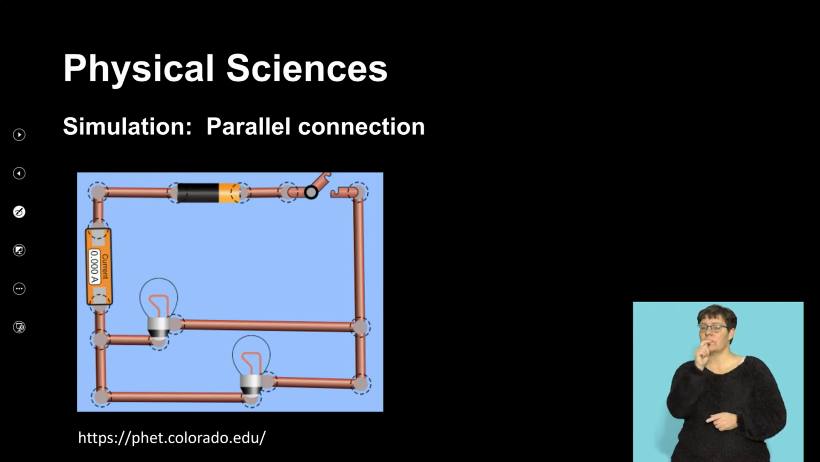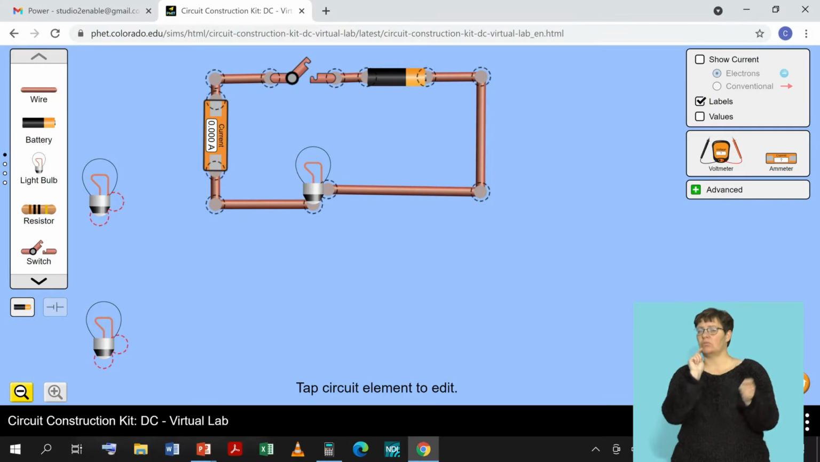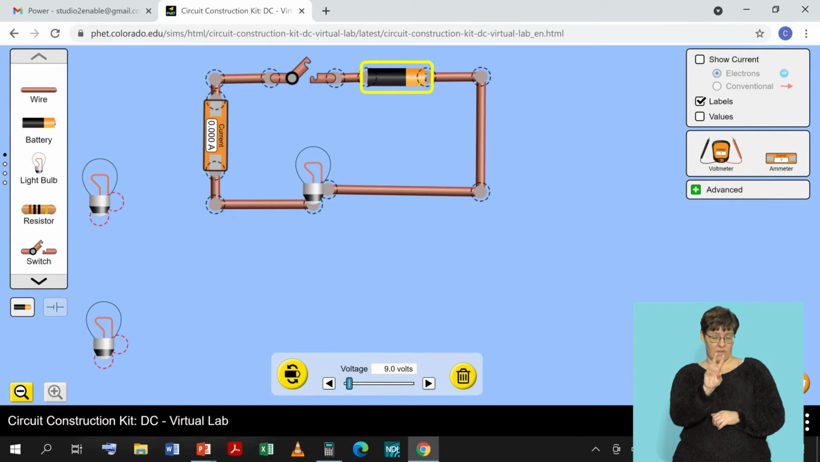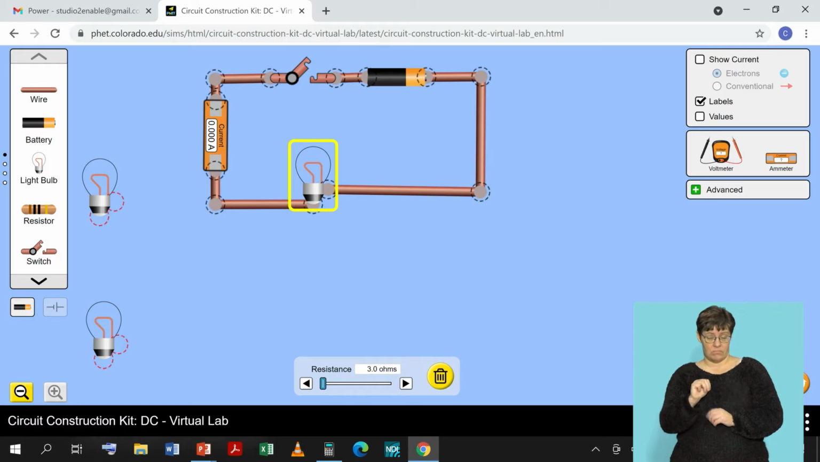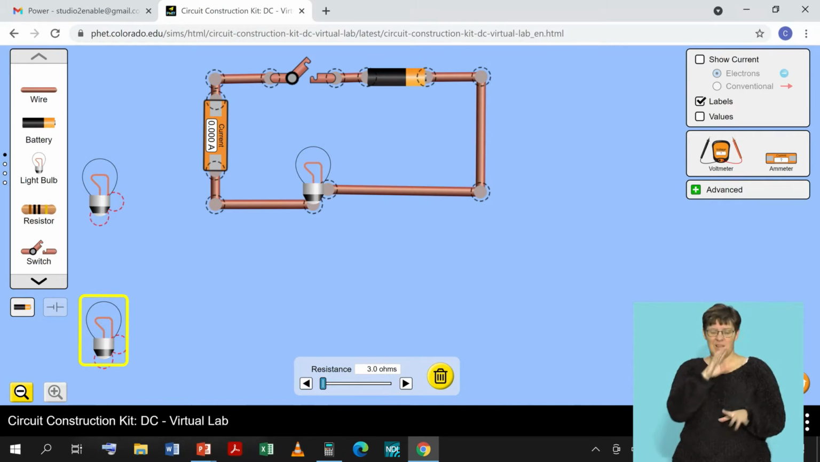So we'll use a simulation to set up the apparatus as shown in the circuit now, and then we can go on to change the number of light bulbs that are connected in parallel. First of all, we've got that 9-volt source. There's a 3-ohm light bulb. All the light bulbs are 3 ohms. Hence, we are saying that they are identical.